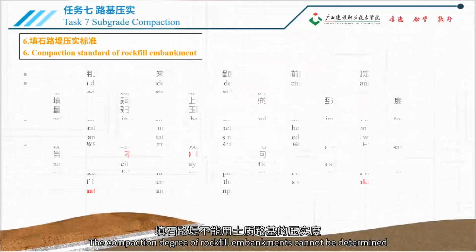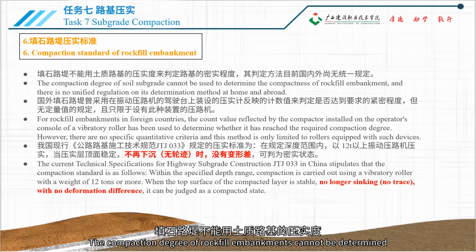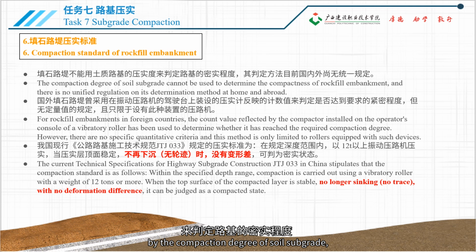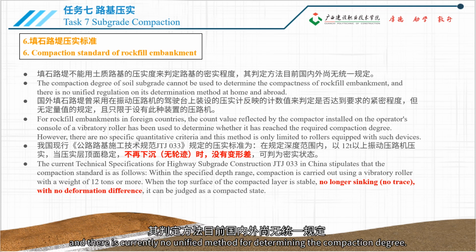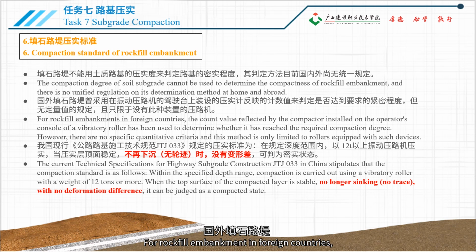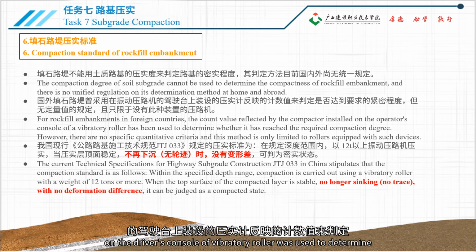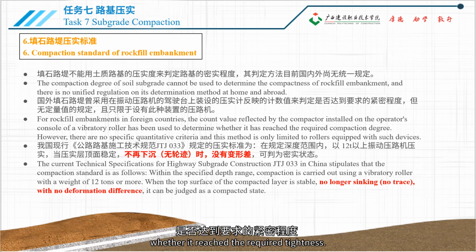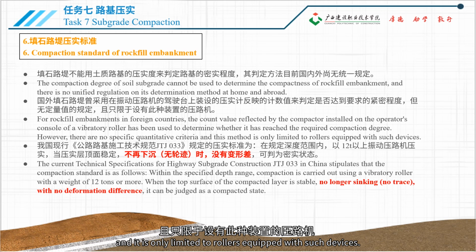The compaction degree of rockfill embankments cannot be determined by the compaction degree of soil subgrade, and there is currently no unified method for determining the compaction degree. For rockfill embankment in foreign countries, the counting value reflected by the compactor installed on the driver's console of vibratory roller was used to determine whether it reached the required tightness. However, there is no quantitative value, and it is only limited to rollers equipped with such devices.